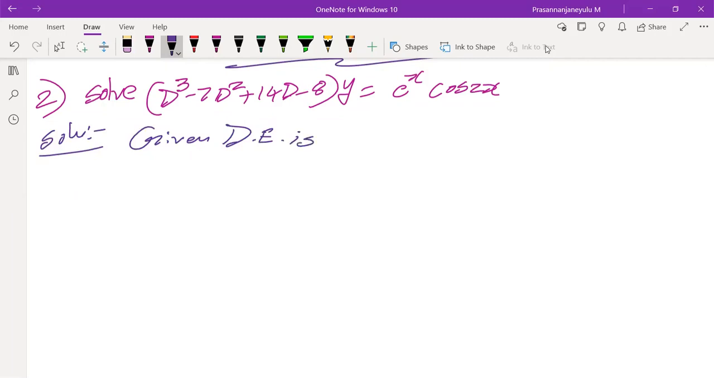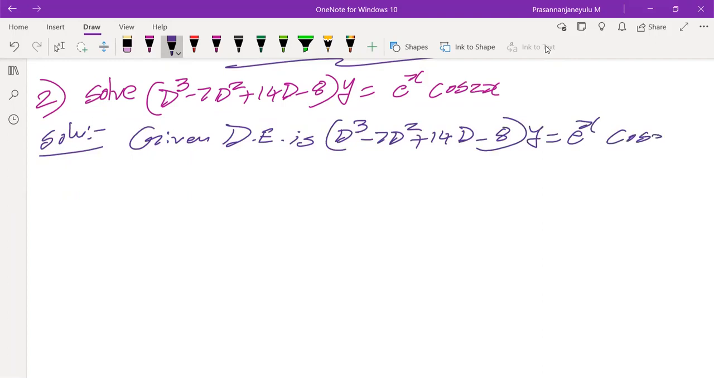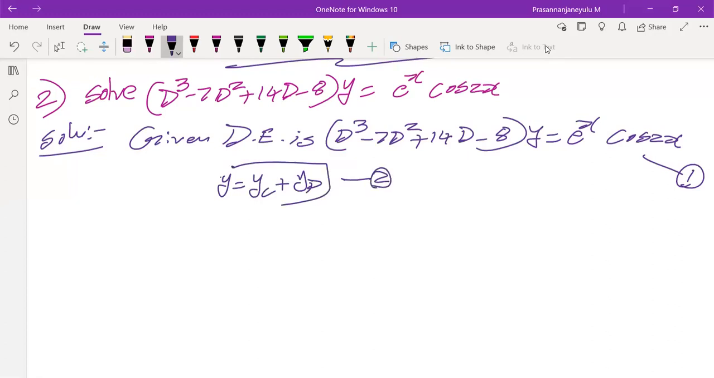D cube minus 7D square plus 14D minus 8 of y equals e power x into cos 2x. It is in the form of type 4. So taking it as equation number 1, what is its general solution? y equals yc plus yp is the general solution. Equation number 2. Finding yc.